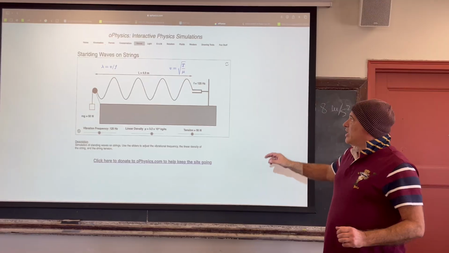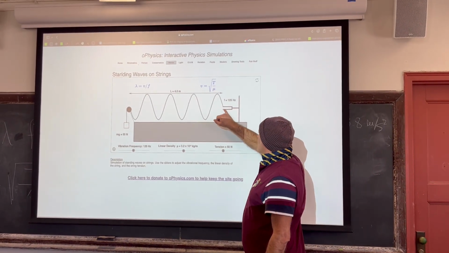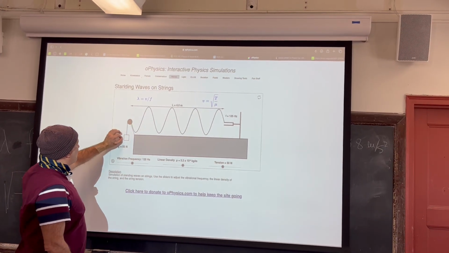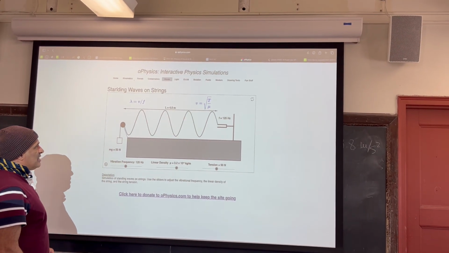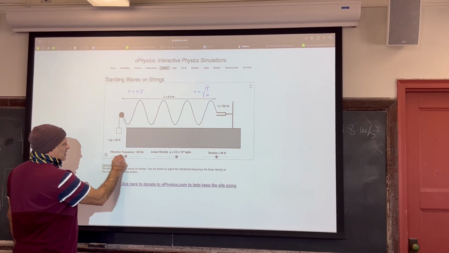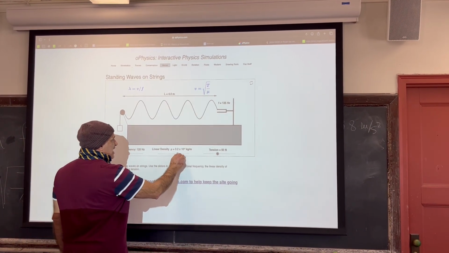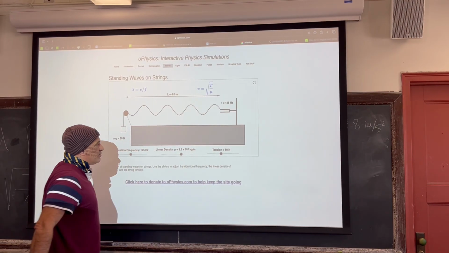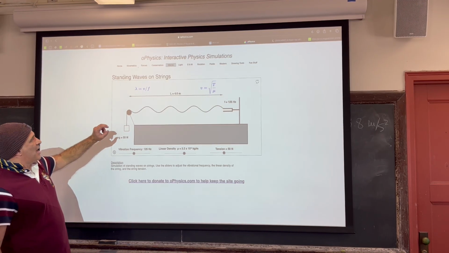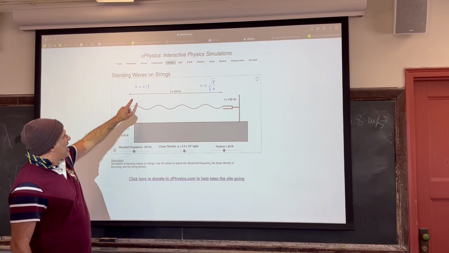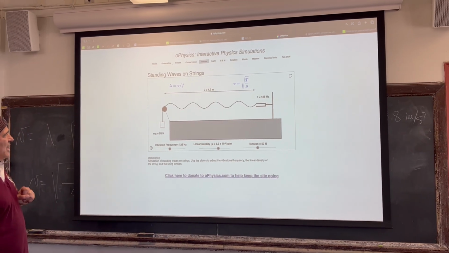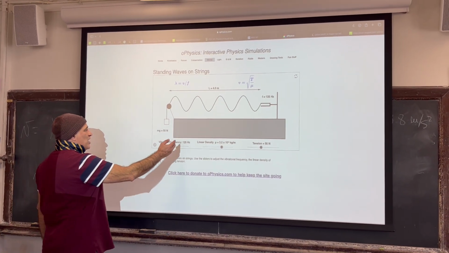With a string, and the two endpoints are fixed. Here we have the pulley, here we have the weight, and the idea is that by using your mouse, you can adjust the vibration frequency, the linear density, and the tension. So here we see the vibration of the n=4 mode. We have 4 peaks there, n=4 mode, and that is produced with a vibration frequency of 125 Hertz.